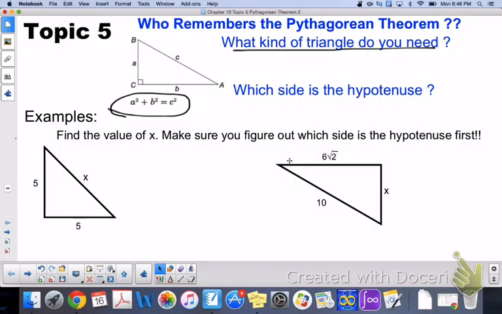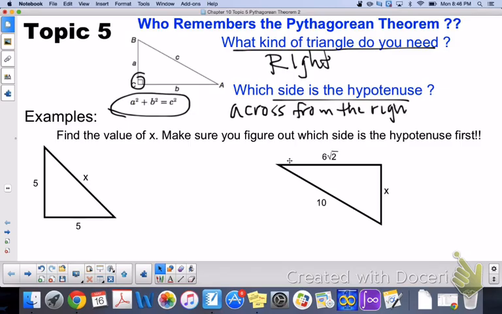So, what kind of triangle do you need? Yep, you need a right triangle, which means you have a right angle somewhere. And then which side is the hypotenuse? It is across from the right angle. The hypotenuse is across from the right angle. It is the longest side of the triangle. So when we do a squared plus b squared equals c squared, you need to make sure the hypotenuse goes in for c. Okay? Other than that, you're just plugging it in and figuring it out.